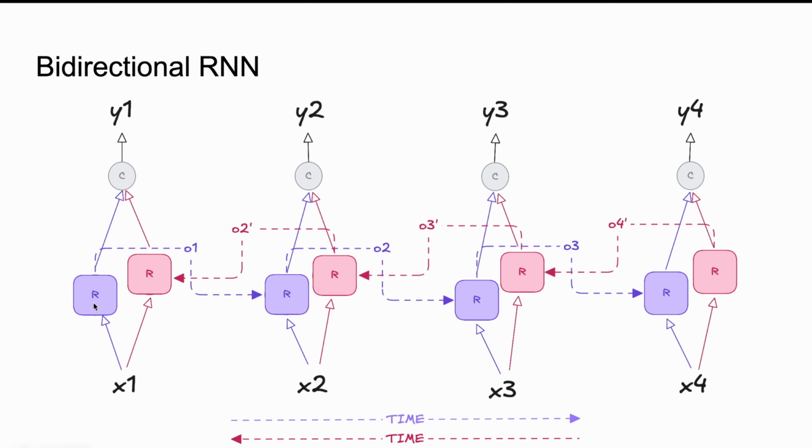So you see, we combine the output O1 and O1 dash for the input x1, and we get an output y1. So how do we combine O1 and O1 dash? Generally we do concatenation of O1 and O1 dash to get y1. And there are some other techniques as well, like we can take an average or sum of O1 and O1 dash. Similarly, here we'll get O2 and O2 dash, and here we'll get O3 and O3 dash, and so on.